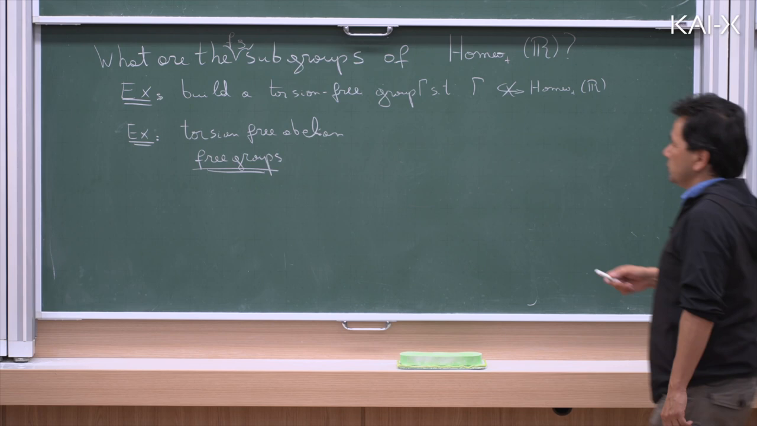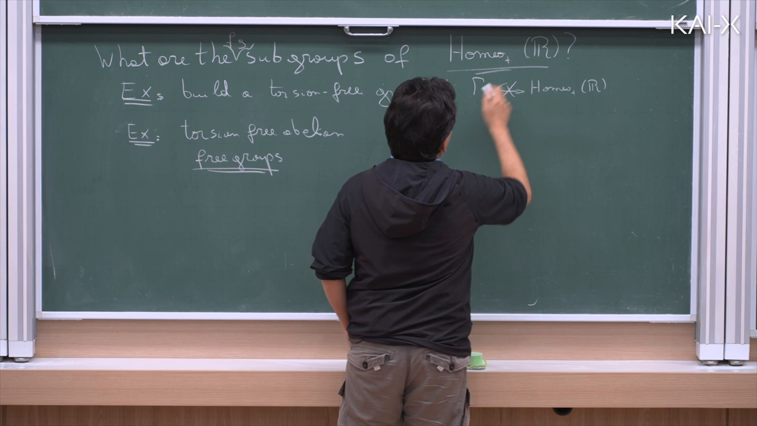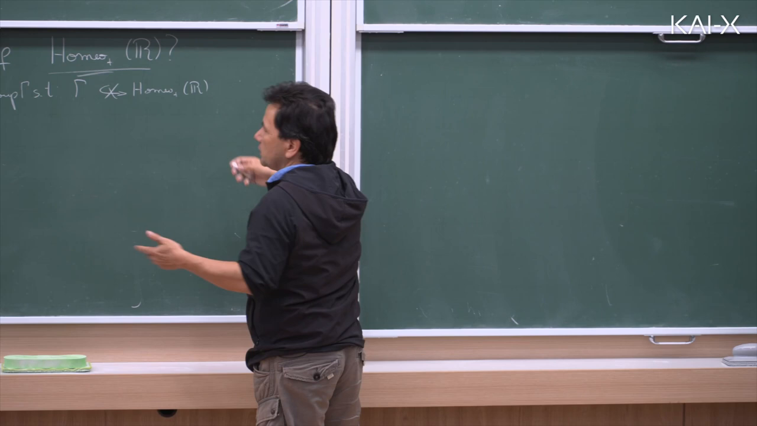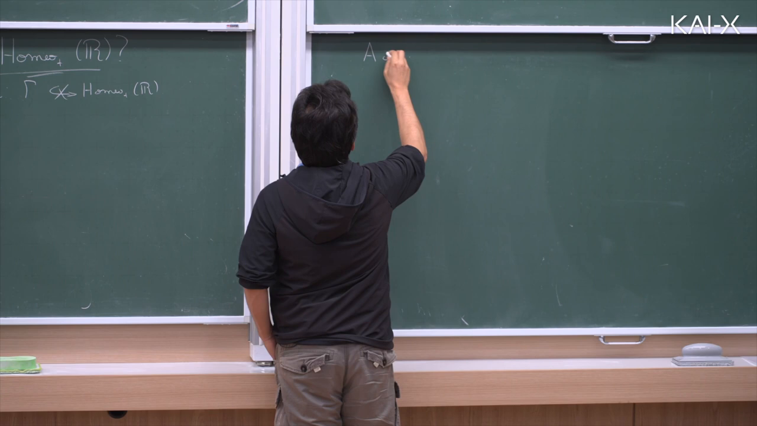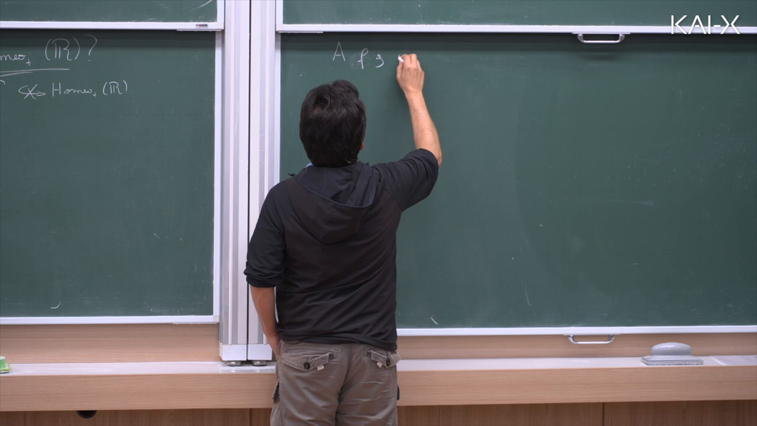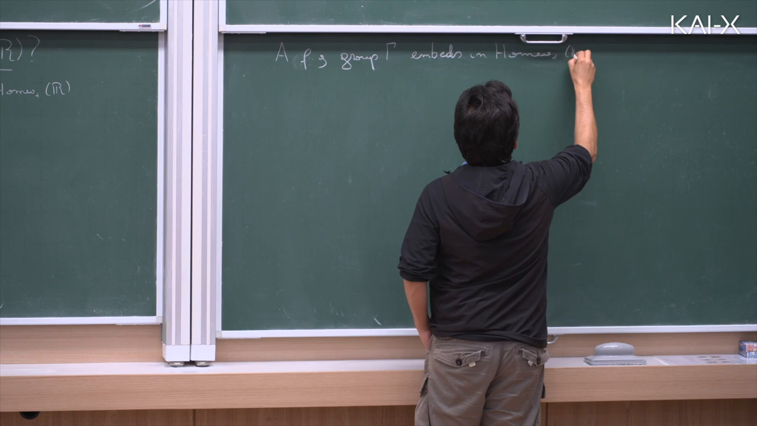So there is a characterization for finitely generated groups or for countable groups to embed into the group of homeomorphisms. And this is the answer to this question. So the answer is, well, maybe the right word is not an answer, but it is a translation into another language. So a finitely generated group gamma embeds in homeo of the real line if and only if it satisfies an algebraic property, which is being left orderable.